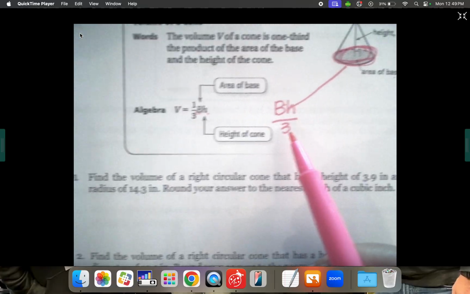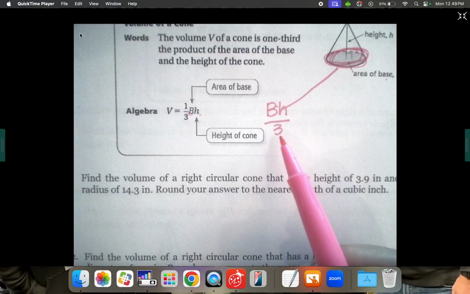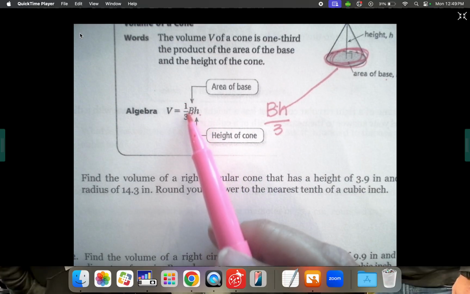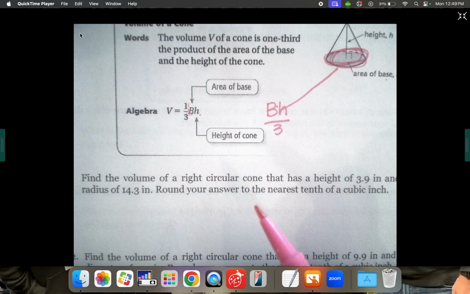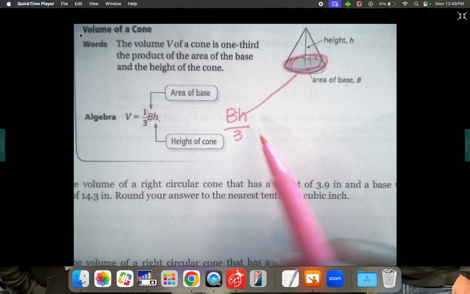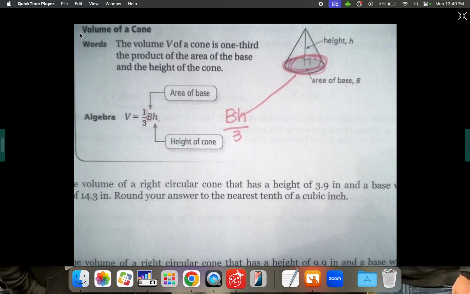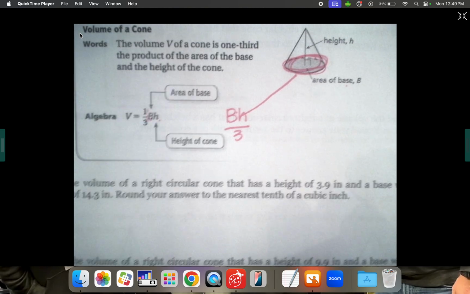And you'll remember that dividing by 3 is the same thing as multiplying by 1/3. So if you like to multiply by 1/3 better and then multiply by the area of the circle base and then the height, that is up to you. To me, it's easier to just say divided by 3. Okay, so here we go.